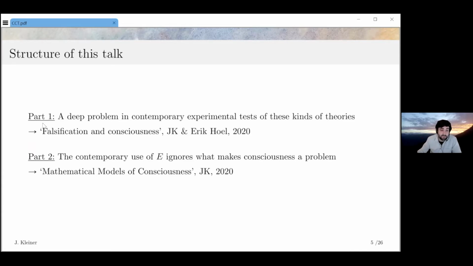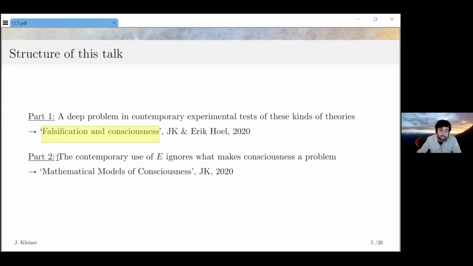So what's the structure of the talk? There's two parts. In the first part, I will actually show that there's a deep problem in contemporary experimental tests of these kind of theories. And that is work which I'm going to present, which I did together with Eric Howell in our paper Falsification and Consciousness, which is on arXiv.